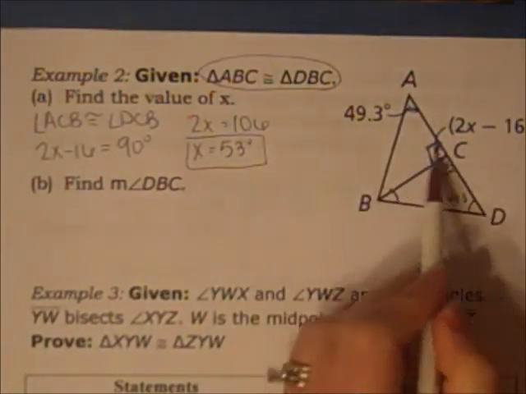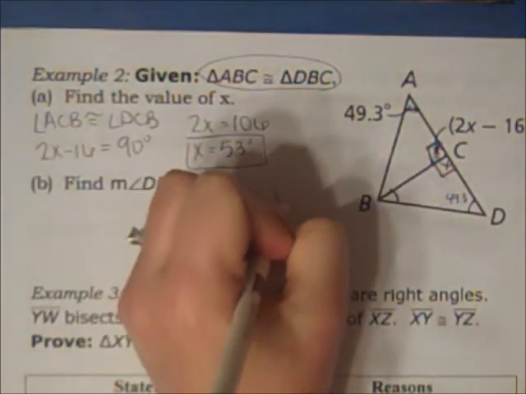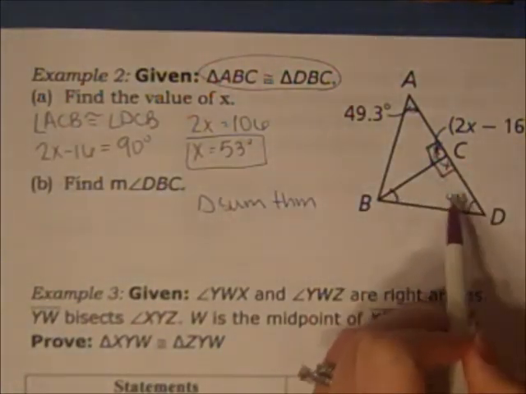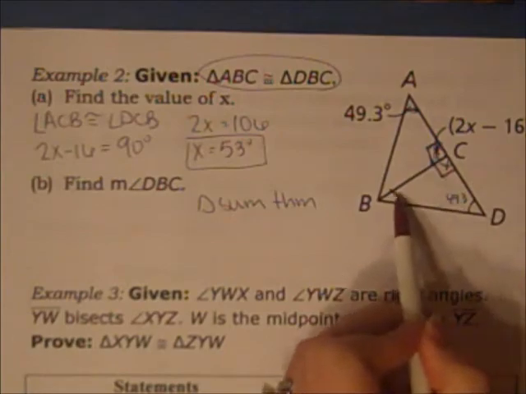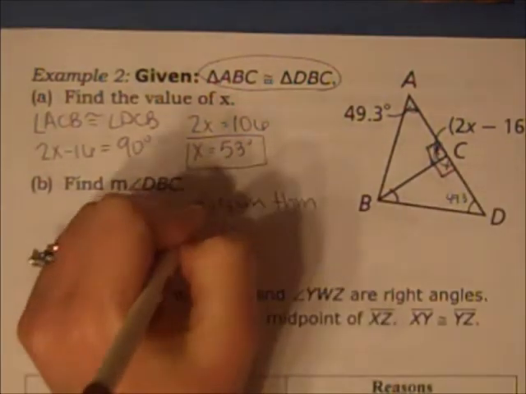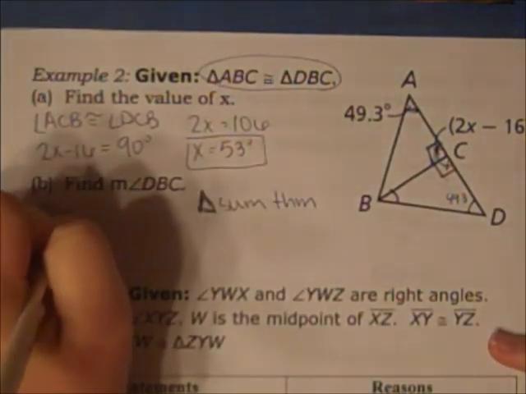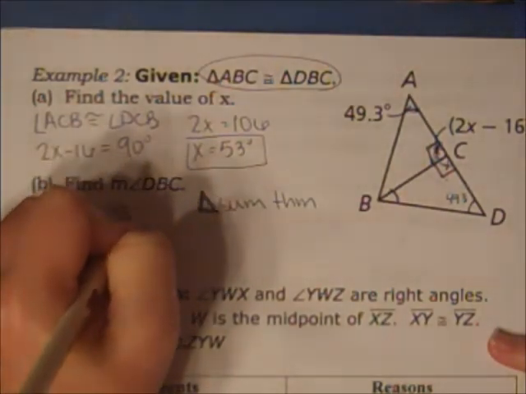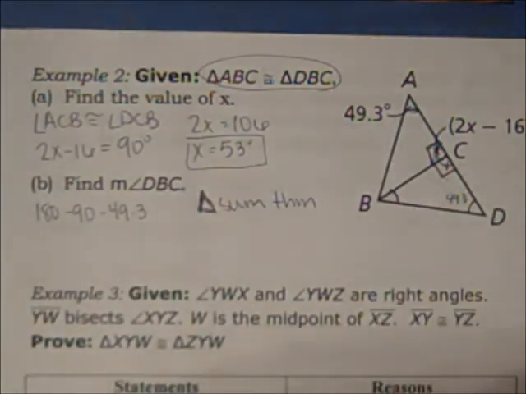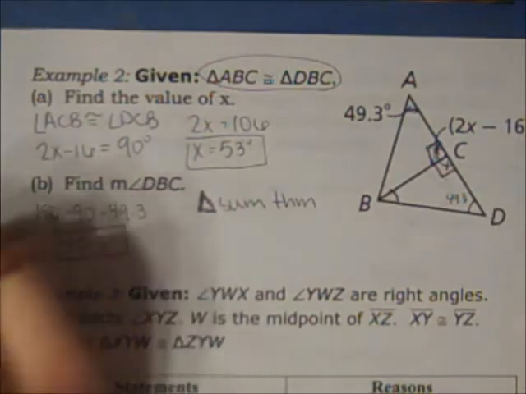So then I can use either the triangle sum theorem or the corollary for right triangles, the one that said the acute angles of a right triangle are complementary. Either one of those you want to justify with is fine. It's easier to remember triangle sum. And then you can say, okay, 180, I've already used 90, I've already used 49.3. So let's see how much is left out of that. That would be 40.7 degrees.